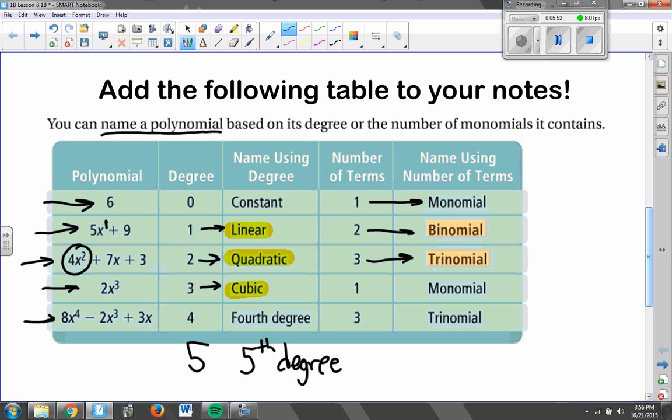All right. So again, 1, 2, and 3 are what we're concerned with, 1, 2, and 3 in terms of degree, and 1, 2, and 3 in terms of number of terms as well. All right? Your job is to get this whole blue table, which you can also find in your book on page 487, into your notes. Pause the video, get this into your notes, and then we will move on to our 2 example problems for today, and then we will be done. All right?